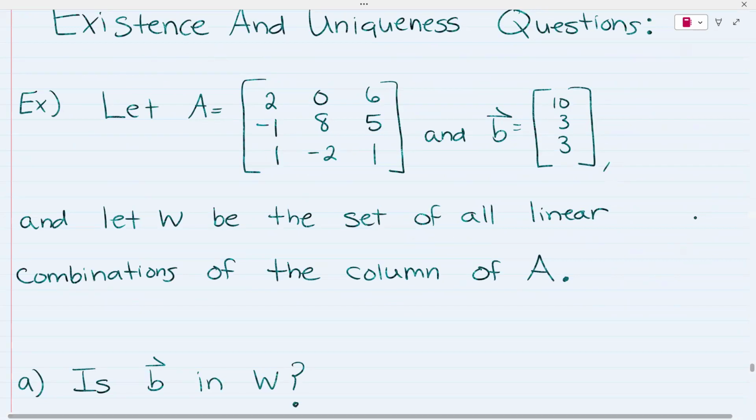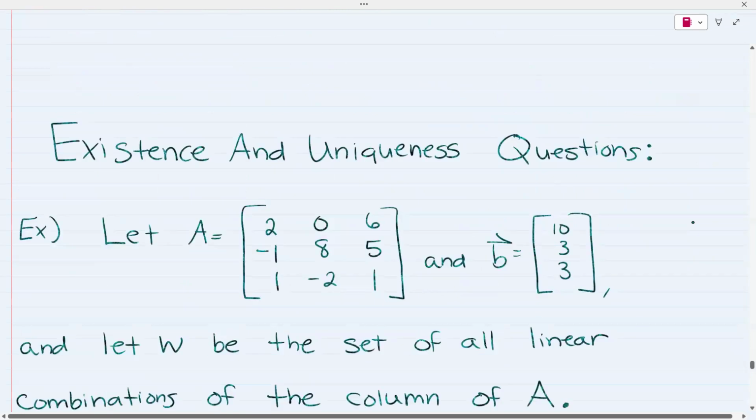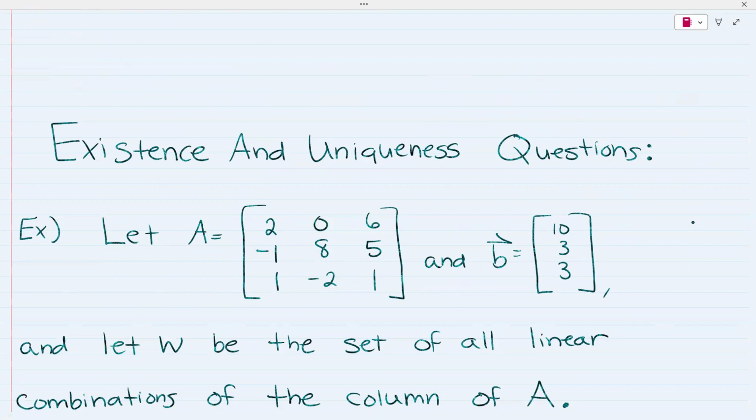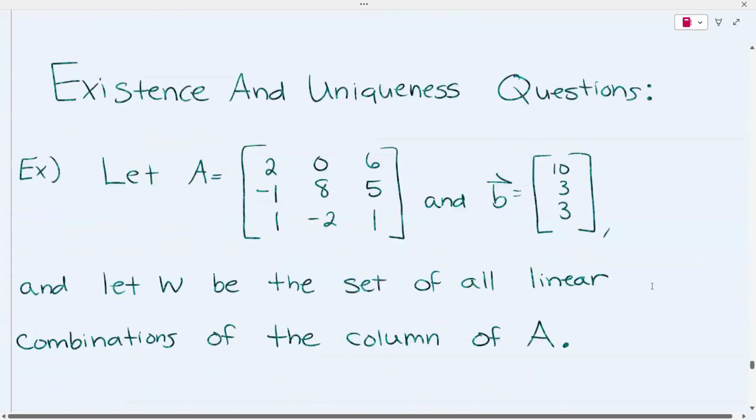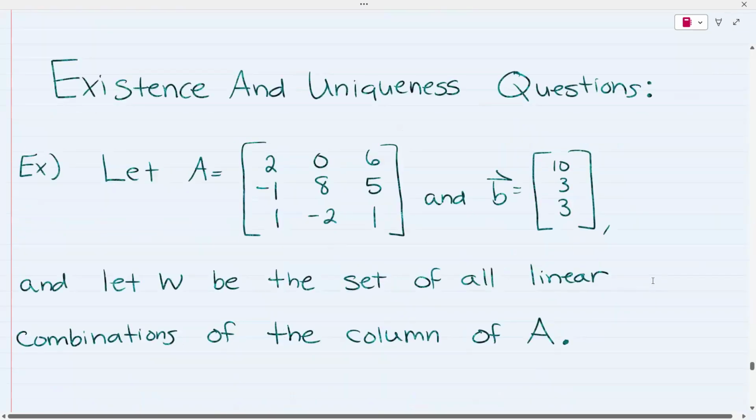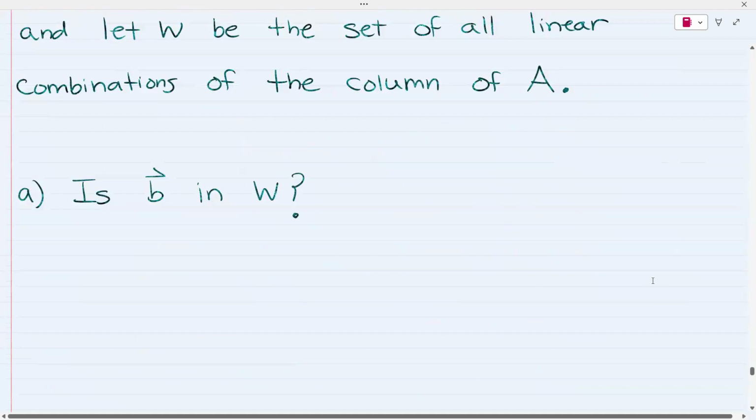Let's deal with existence and uniqueness questions. So on this example, let's say matrix A is equal to that, and vector B is equal to that. And let W be the set of all linear combinations of the columns of A. Part A says, is vector V in W?